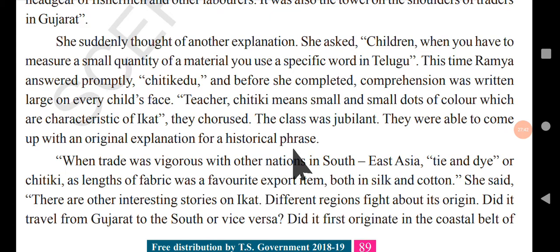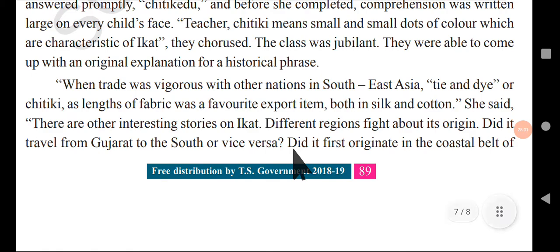So finally this child said, ma'am, just like we have chitki in Telugu, it is like the small color or small dots in English. Everybody understood the meaning of ikat now, and the class was so jubilant. Everybody was so happy for understanding it. Finally they were able to come up with a good conclusion for this historical term. When trade was vigorous with other nations in South East Asia, tie and dye or chitki as lengths of fabric was a favorite export item both in silk and cotton.